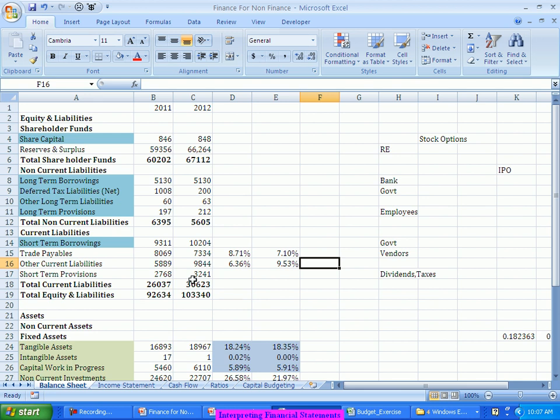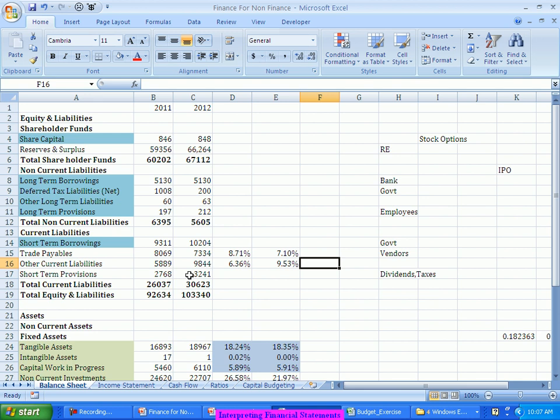So, these are a couple of things that we typically analyze once we make our common size balance sheet or a common size P&L statement. But remember, all the comparisons on a common size analysis cannot be looked at in isolation.